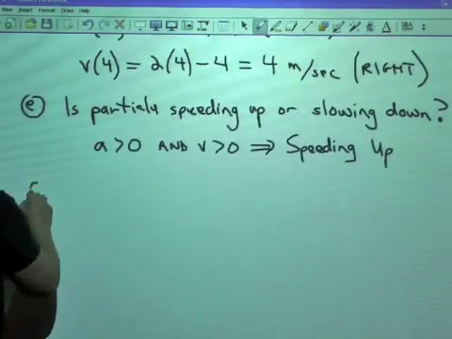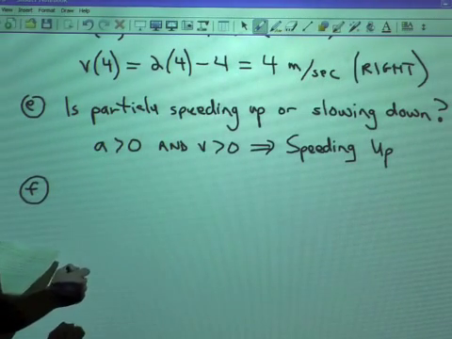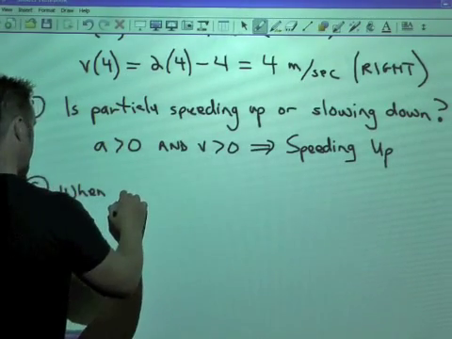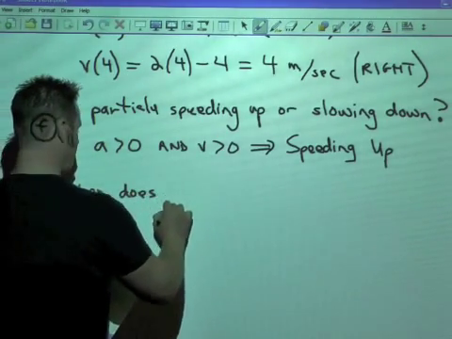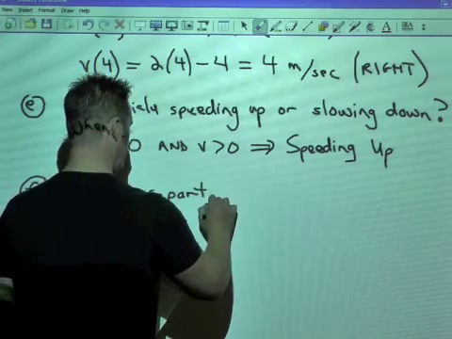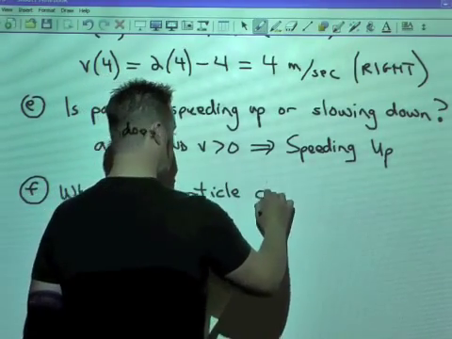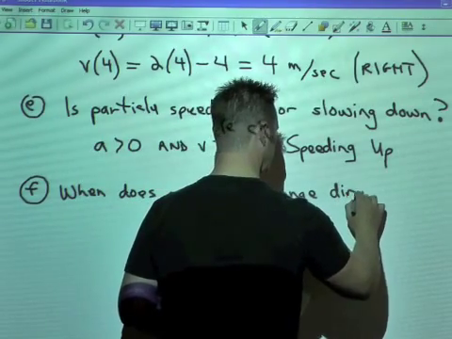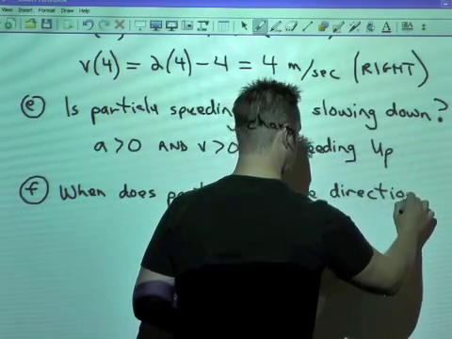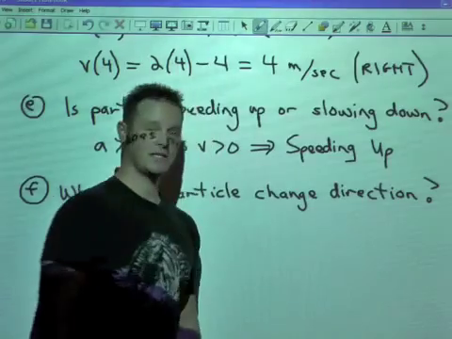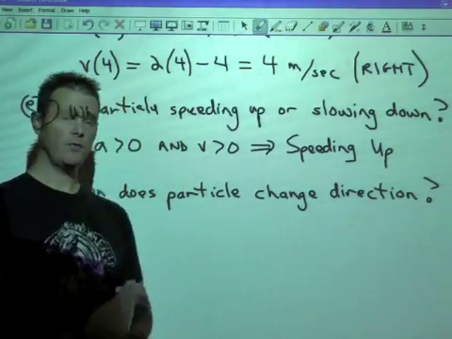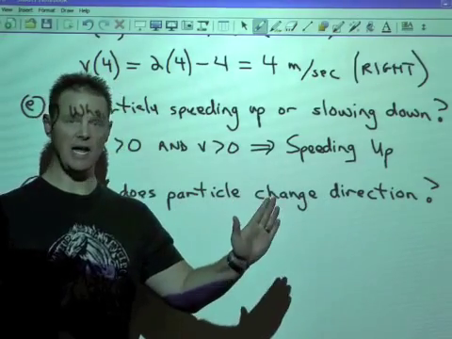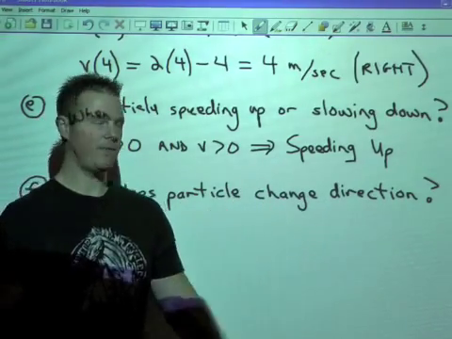Okay, last question on this context. When does the particle change direction? Well, assuming that this particle has a continuous path, in order for it to go to the right and then turn around and go left, it actually has to stop momentarily before it comes back.